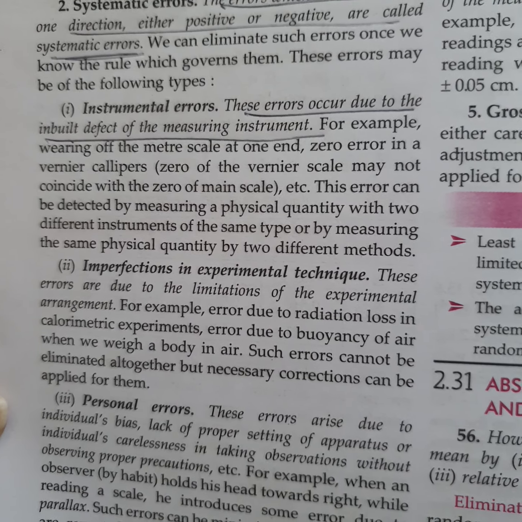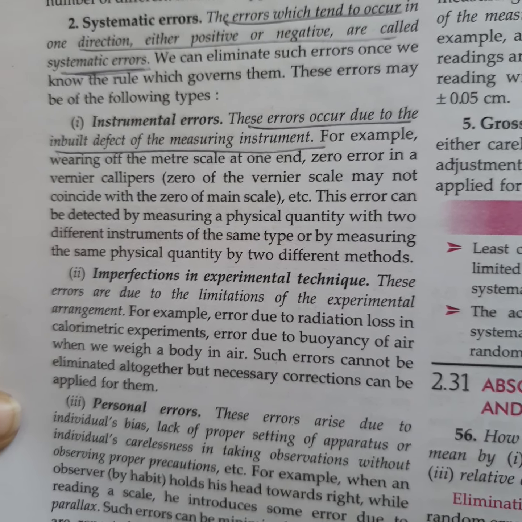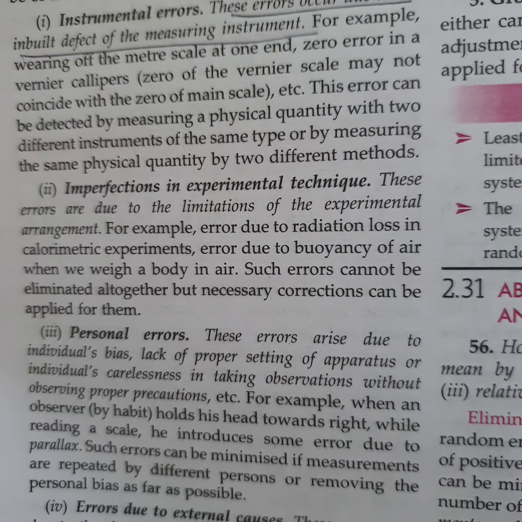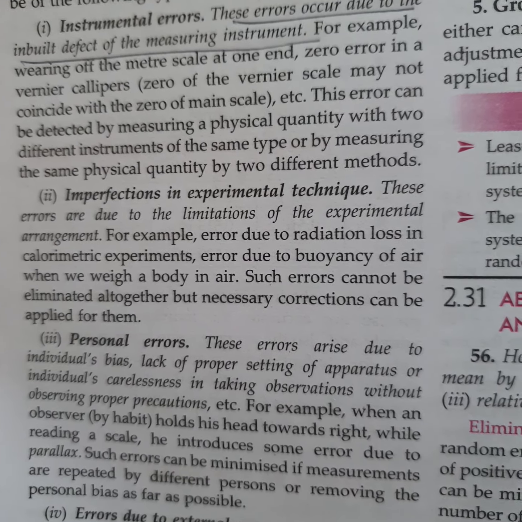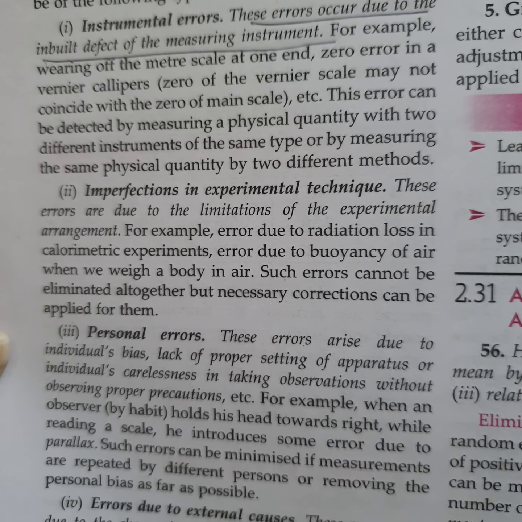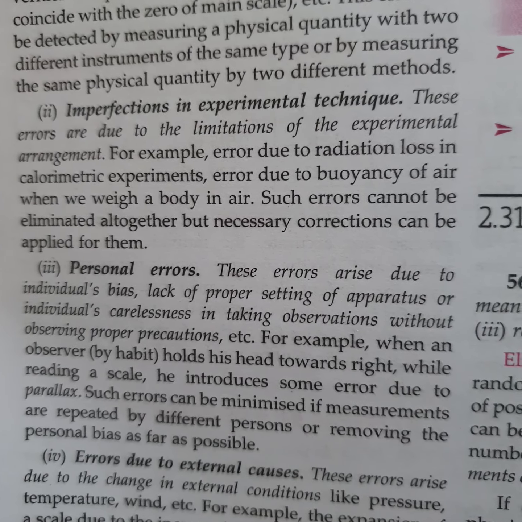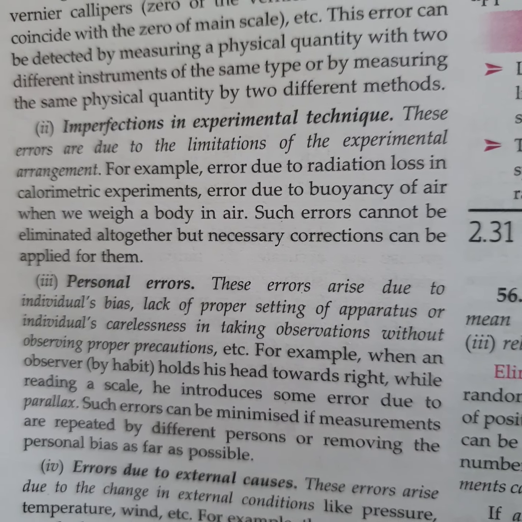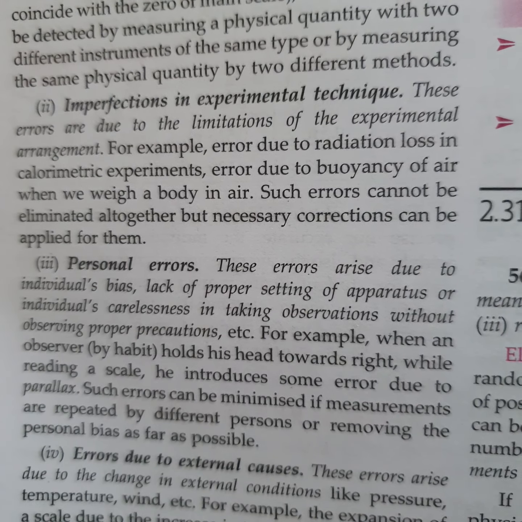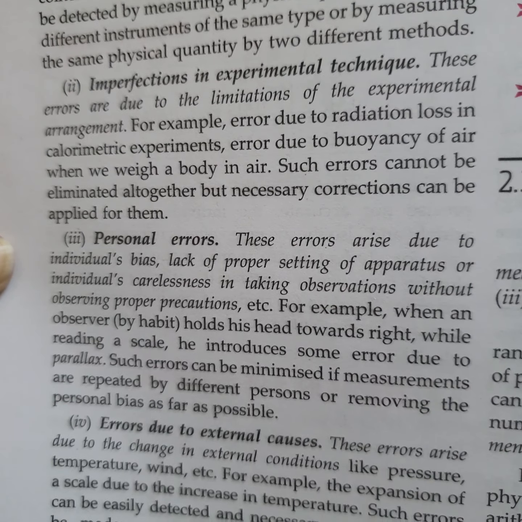Number 1, instrumental error. These systematic errors occur due to the defect of the measuring instrument. Means the instrument is defective. Number 2, technique. There is some error in the experimental technique due to some limitations to perform the experiment. Number 3, personal errors. Personal errors vary from individual to individual. It is due to the individual carelessness in taking the observations or the lack of proper setting of apparatus.